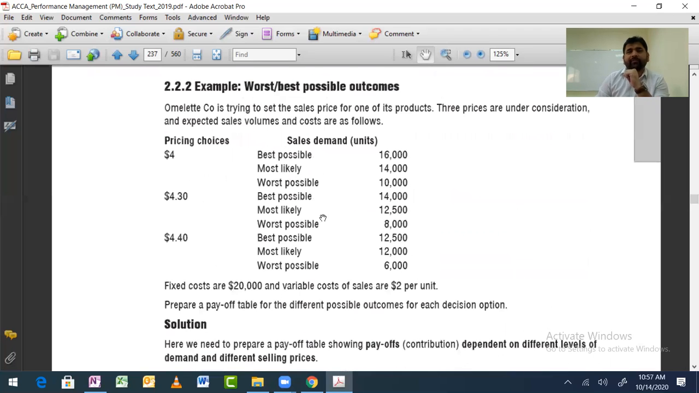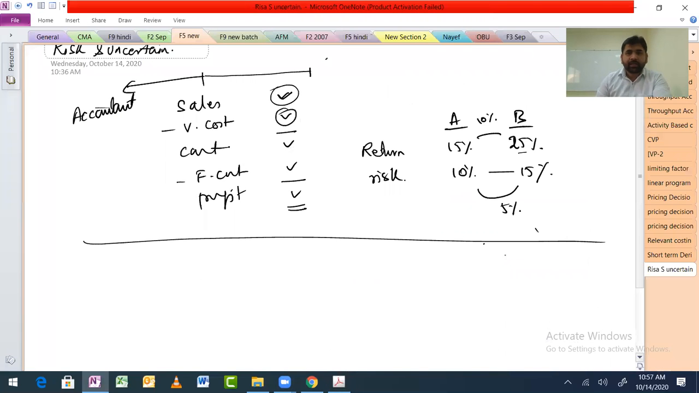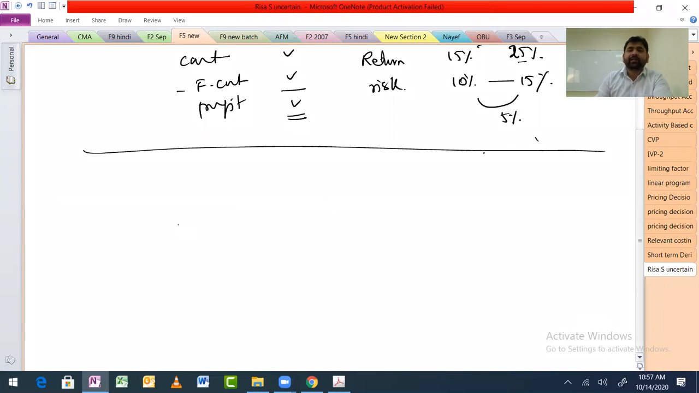Payoff table. We have to make a payoff table from this information. Now, a payoff table is basically like this. Here you will have the scenario, and here you will have the choices, your options. What can you do, right?